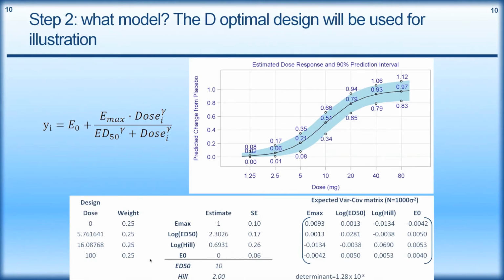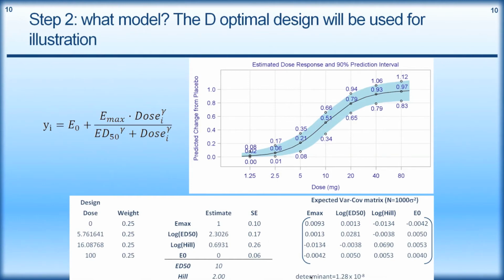This design over here is actually the optimal design. So it would select a dose of 0, a dose of 100, a dose of 5.76, and a dose of 16.09, and these will be equally weighted. So with a total sample size equal to 1,000 times the residual variability here, this is the expected variance covariance matrix. And we can see here that the diagonal elements of the variance covariance matrix, if we take the square root of this number, this is our standard error. If we take the square root of this number, this is our standard error.